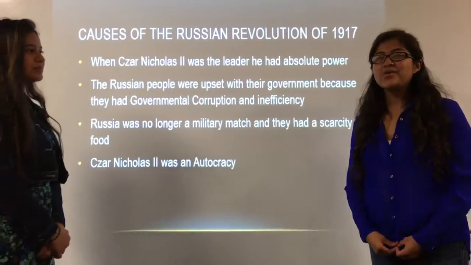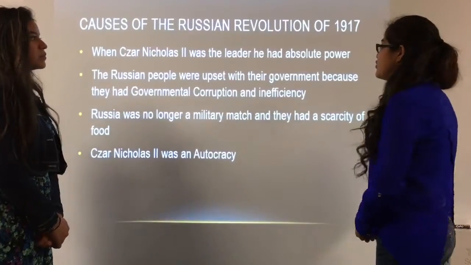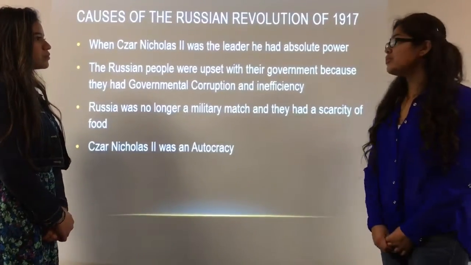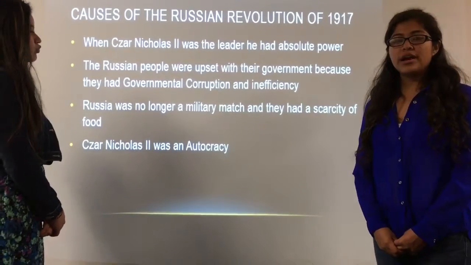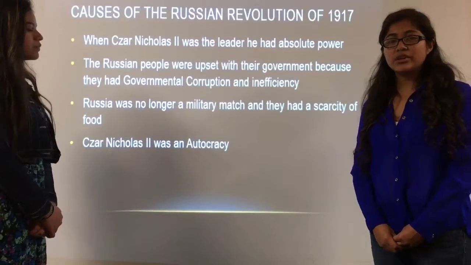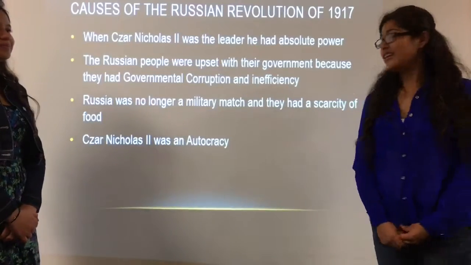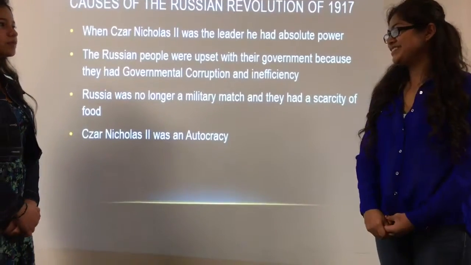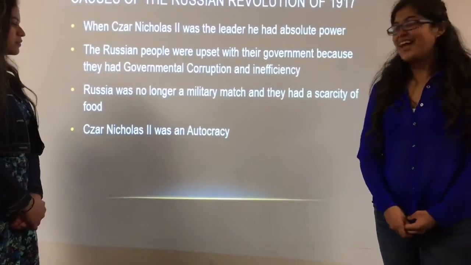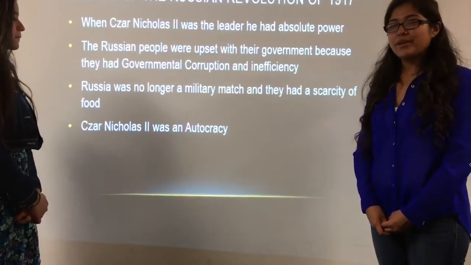Tsar Nicholas II was the leader during the Russian Revolution of 1917. He had absolute power. The Russian people were upset with their government because it was corrupt and inefficient. The Russians were no longer a military match, and they had little food to feed all their people.